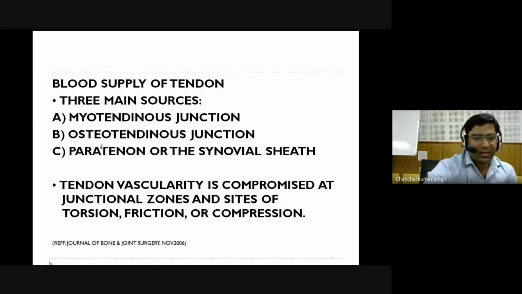Then at the other end of the attachment, you have the osteotendinous junction through the periosteal sleeve. Some blood supply is there, around 20-25%. And the paratendon or synovial sheath, where individual vessels run over the paratendon, provides around 10 to 15% of the blood supply. So accordingly, vascularity is compromised in particular areas. Like the myotendinous junction, as I said, has the major vascularity. So wherever there is a watershed area and forces acting on it, those areas are more prone to rupture.